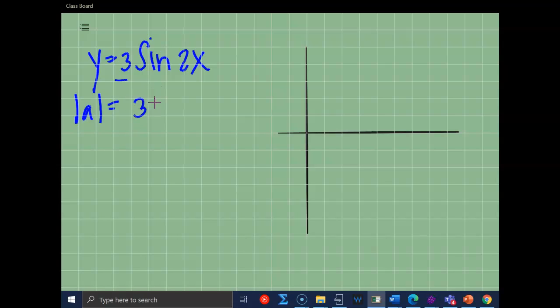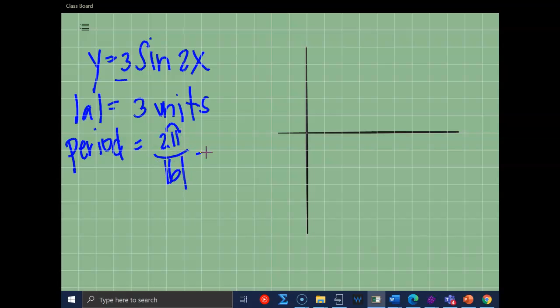So this is 3 units. Remember that amplitude is the height of the waves. And then the period is found by dividing 2 pi by the absolute value of b. The b part here is the coefficient of x. So you have 2 pi over 2. Canceling the 2, you have pi as the period.